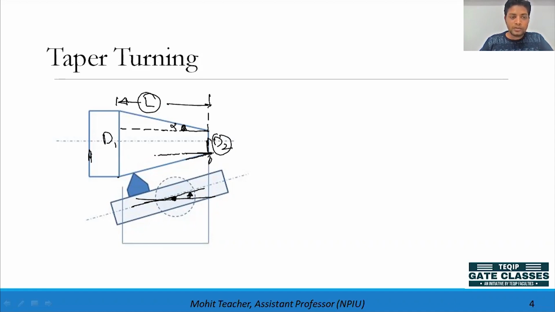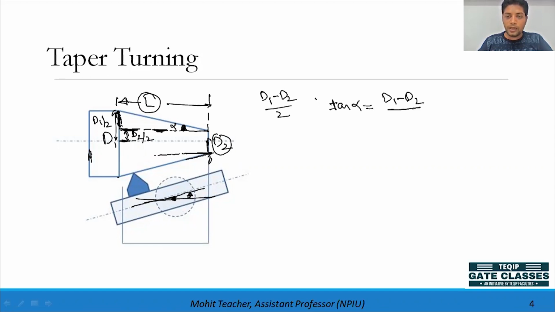So how we can calculate, this is the centroidal axis, so this much is d2 by 2, and this is d1 by 2. So this portion will be (d1 minus d2) by 2, and this is length L. So tan alpha, because base is given to you, perpendicular is given to you, tan alpha will be equal to (d1 minus d2) by (2 into L). So from here you can calculate the value of alpha. So this is nothing but tan inverse of (d1 minus d2) by (2 into L).